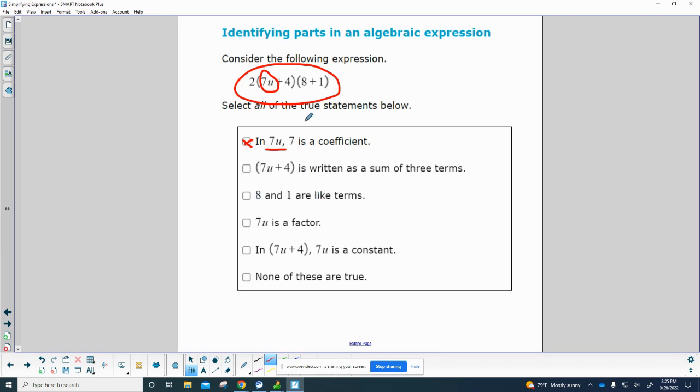X and 1 are like terms. Well, they both happen to be constants, so that would make them like terms. 7u is a factor. Well, 7u is not being multiplied by anything, so it's not a factor. And in 7u plus 4, 7u is a constant. No, it can't be a constant because you have a variable, the letter u there. So these are the only two true statements up here.